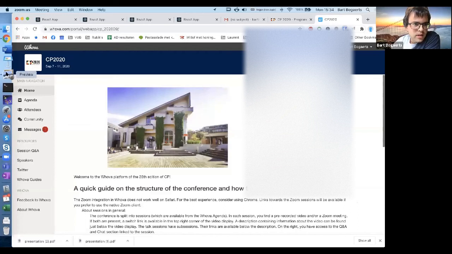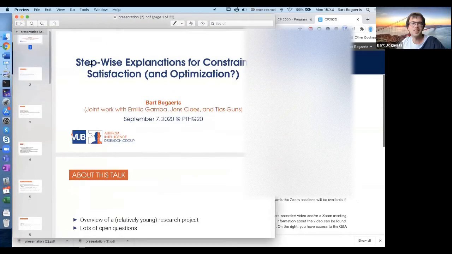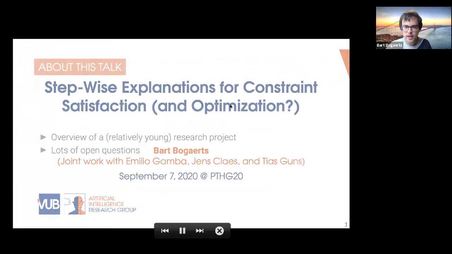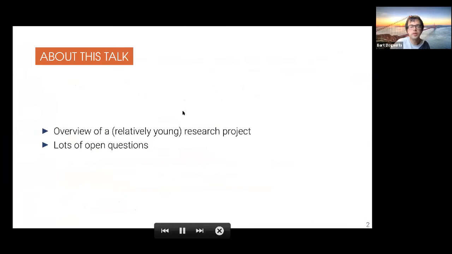So it's nice to already have heard a lot about unsatisfiable cores and correction sets, because this will come back in this presentation. What I'm presenting to you is joint work with Thias Guns and a student of ours, Emilio.